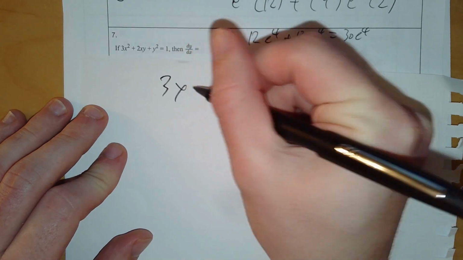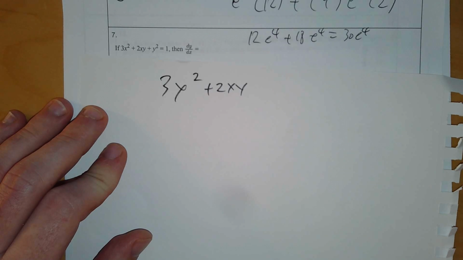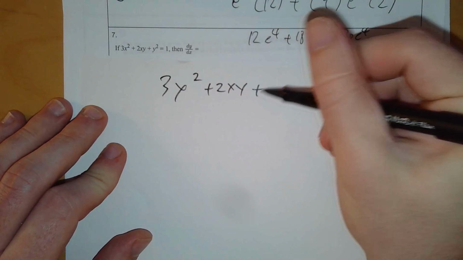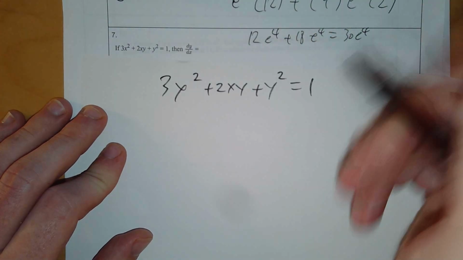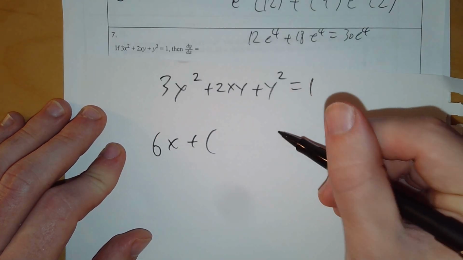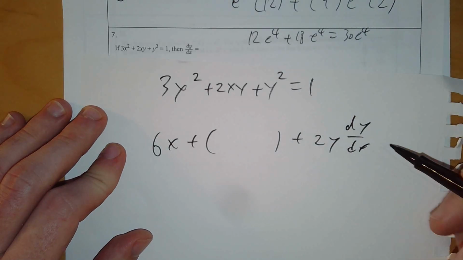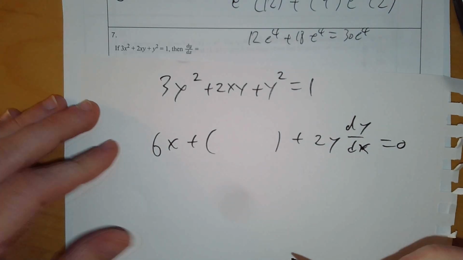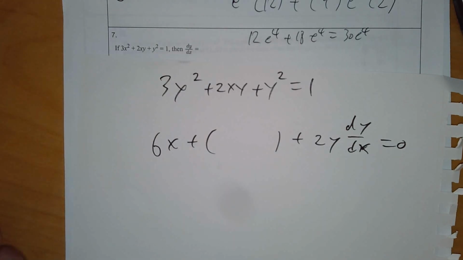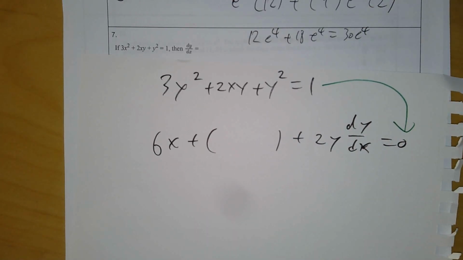Let's write it out. 3x squared plus 2xy plus y squared equals 1. Differentiate straight across. 6x plus, here we got a product rule, plus 2y dy dx equals 0. Don't forget that equals 0. Okay, that's a very, very common mistake, right? Make sure that is a 0. Okay, let's have a product rule here.